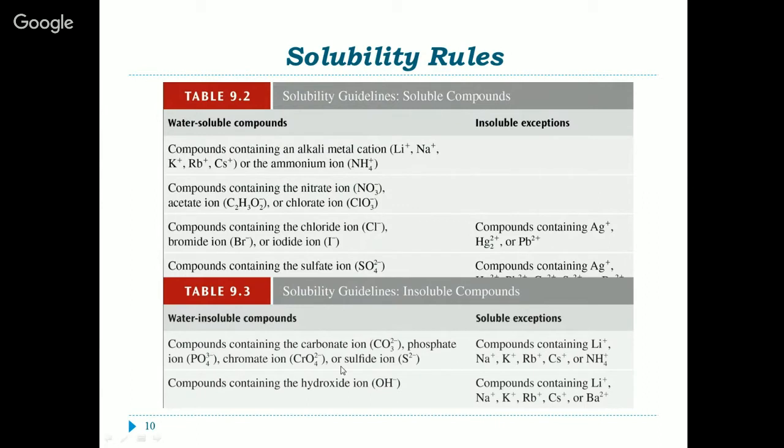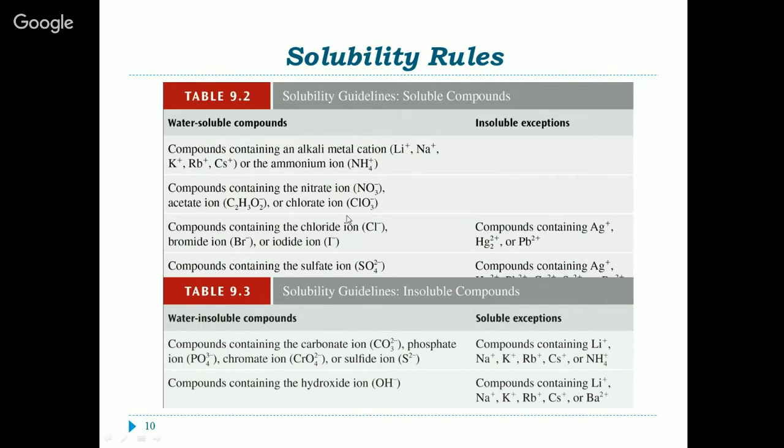Down here, if I see carbonate, phosphate, chromate, or sulfide, generally these are going to be insoluble compounds. The only exception is if we have group 1 metals or ammonium. Same thing here with hydroxides. Generally speaking, metal hydroxides are not soluble unless they're with group 1 metals. We also have barium here. Barium hydroxide actually is a strong base. Or if we see these compounds with ammonium.